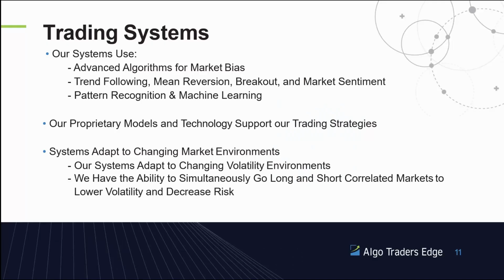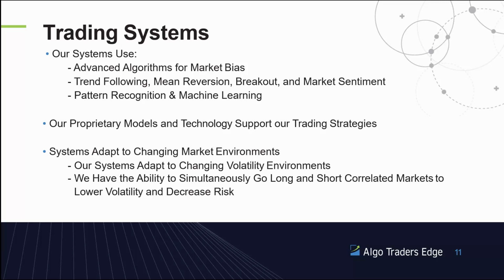So our systems use advanced algorithms to determine market bias. We have different strategies for entering in trend following, mean reversion, breakout, and based on market sentiment. We use pattern recognition and machine learning in determining the ideal entry, stop, target, and trade management. Now, our proprietary models and trading technology support all of our trading strategies. So this is not available anywhere else. These are proprietary to us. Systems adapt to changing market environments. Our systems adapt to changing volatility.